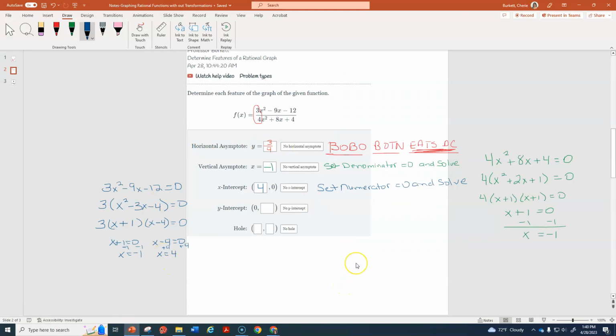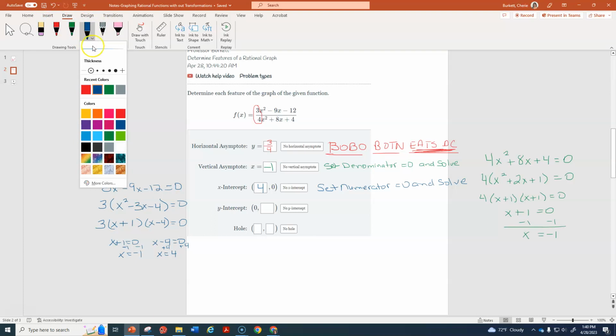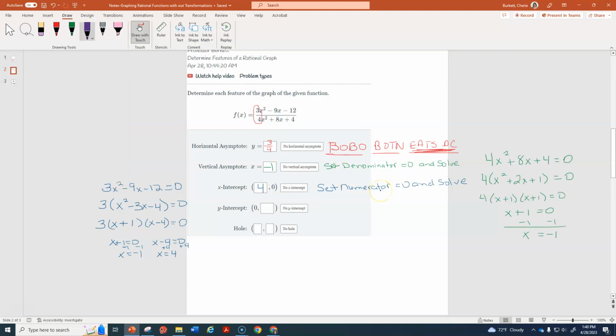Okay, the y-intercept is the last thing that I'm going to do in this video because the whole video will take a little bit longer. So the y-intercept is pretty straightforward. Let me get a new color. Let's do this purple. So for the y-intercept, you simply plug in 0 for x and evaluate. That's all you do.